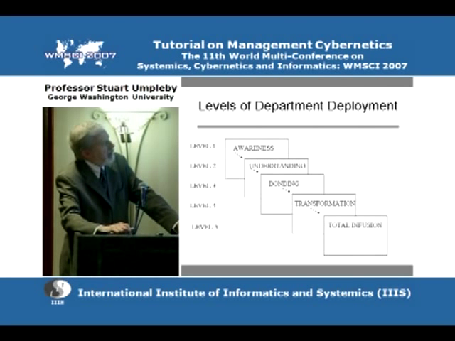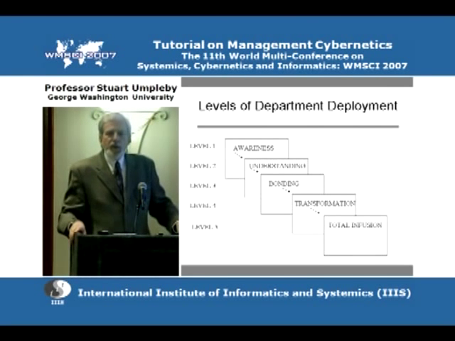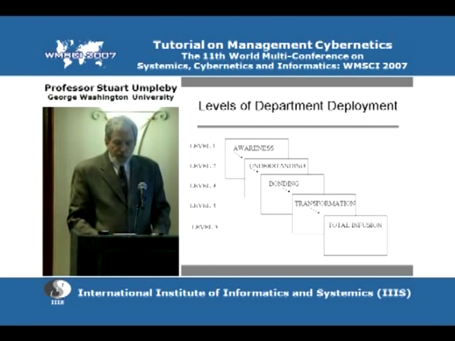And so you then take this knowledge and incorporate it throughout the organization, from awareness, understanding, bonding, transformation, total infusion. Okay, that's one good place to stop, or I can keep going. Any questions?